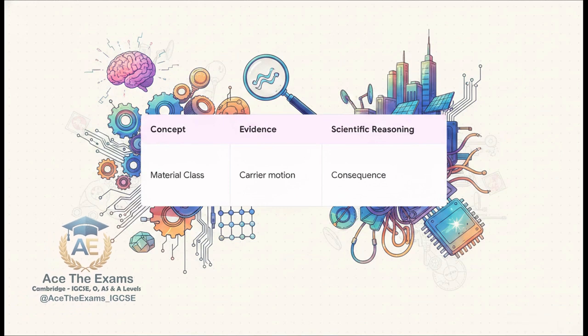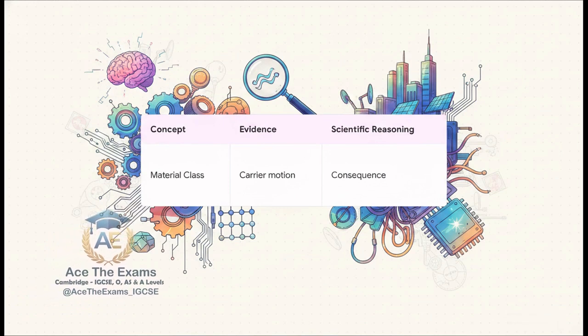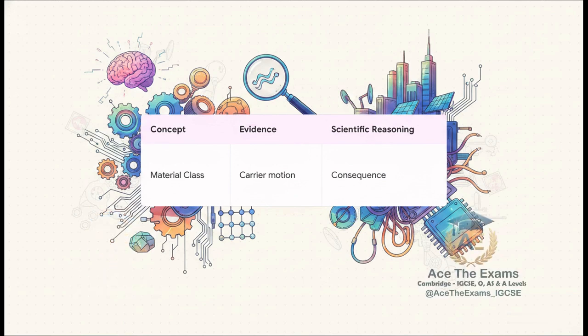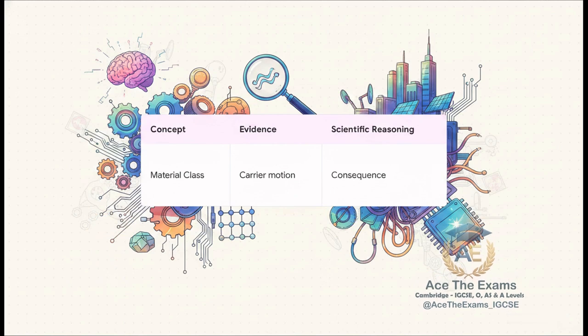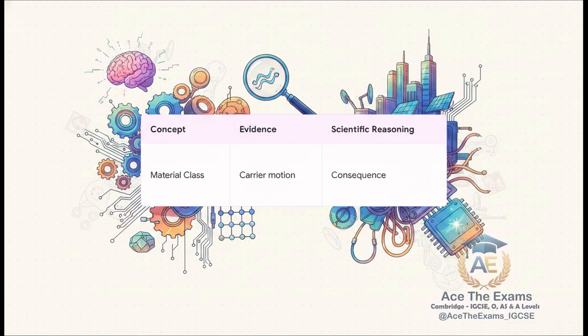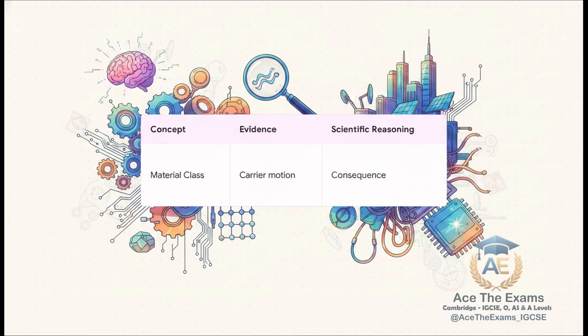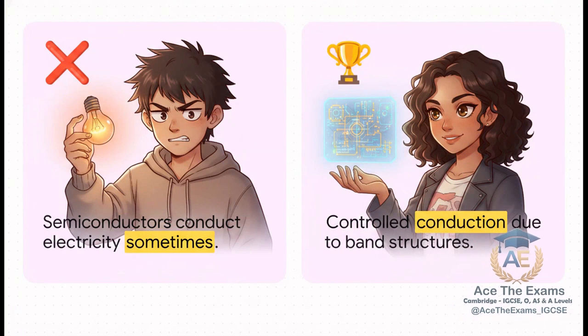It goes concept to evidence to scientific reasoning. In practice, this means first, you identify the material class. Second, you explain the allowed carrier motion, or hey, what blocks it. And third, you connect that motion to a technological consequence. You have to chain these ideas together physically. Don't skip steps. Let's do a live makeover on a typical answer.